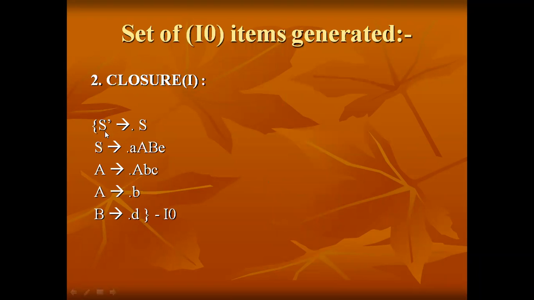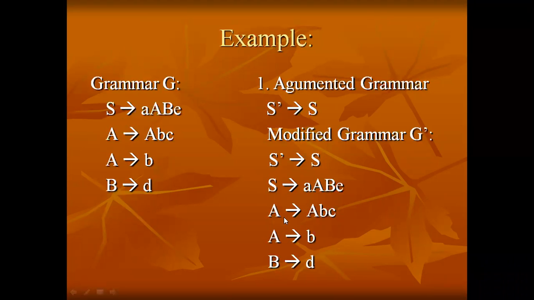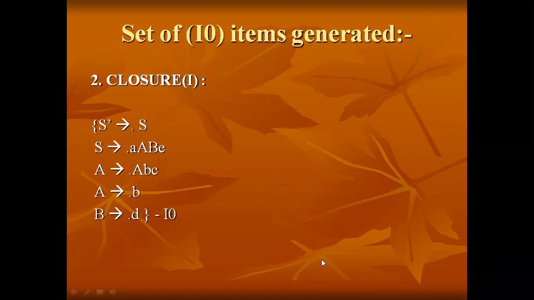And see here, for each and every rule that we have in the modified grammar G dash, whatever production rules are in the modified grammar G dash, we take each and every rule and we define the closure of I function like this. How we define the closure of I means we just insert the dot at the starting of the right hand side of the rule. That means S dash tends to S is a rule from the grammar G dash.